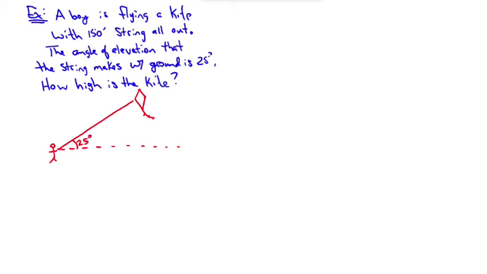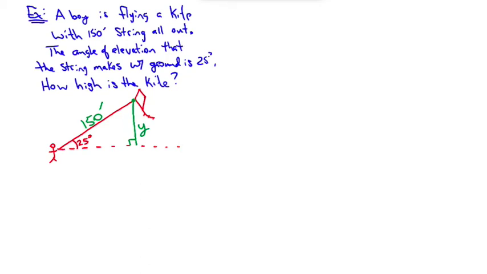What am I interested in? How high the kite is. So go to the kite and go down. Perpendicular, I would hope you mean. Same thing. Right angles, altitude, literally altitude. All right, what else do I know about this picture? The hypotenuse is 150. And the hypotenuse is 150 feet. So we're looking for, I'm going to label this y.